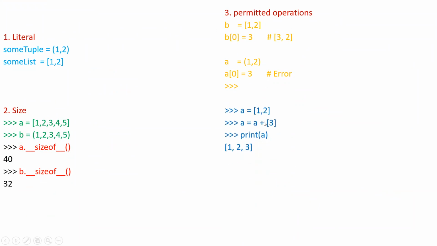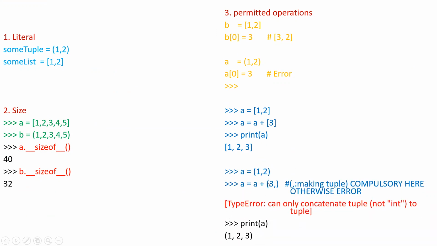Now, what is the fourth one? a equals [1, 2], and a equals a plus [3]. Here, what you are trying to do is add 3 to the previous one. So print a gives 1, 2, 3. Got my point? It is permissible in the case of the list, but it is not permissible in the tuple.